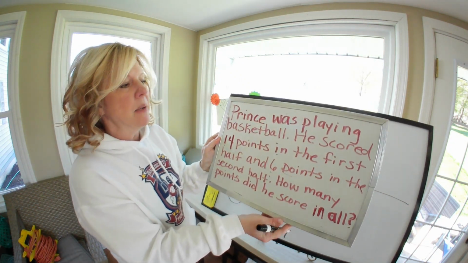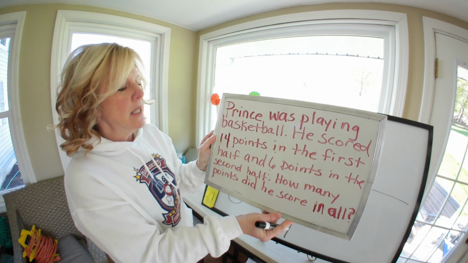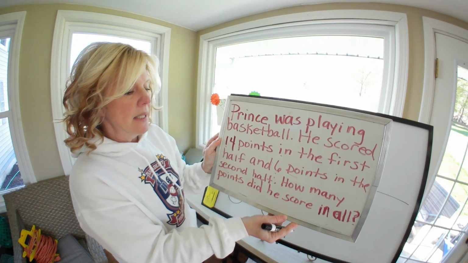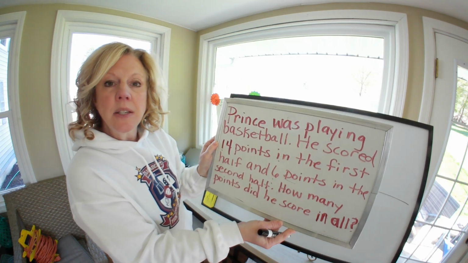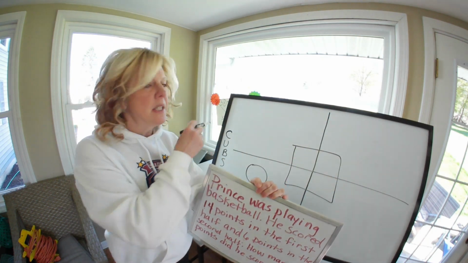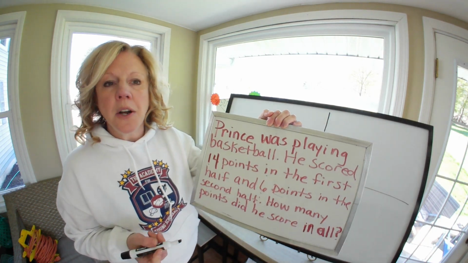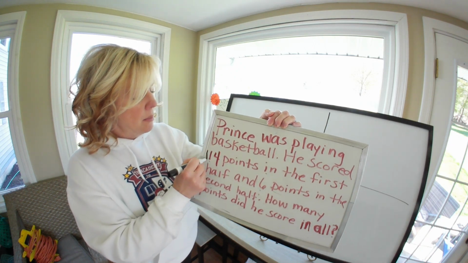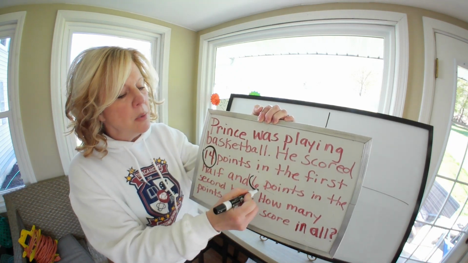Prince was playing basketball. He scored 14 points in the first half and 6 points in the second half. How many points did he score in all? So what we're going to do is start with the C. We're going to circle our numbers. So I saw the number 14 and I saw the number 6.